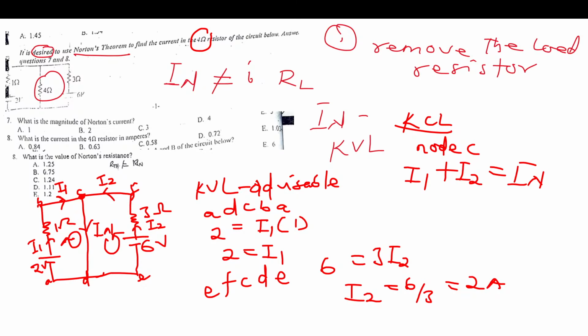So what's our IN? Sorry, what's I1? I1 is 2. I2 is also 2. So what's going to be our Norton's current? IN is going to be what? 4. That is the magnitude of the Norton's current, 4. So it's going to be this. Right. I hope it's understandable.